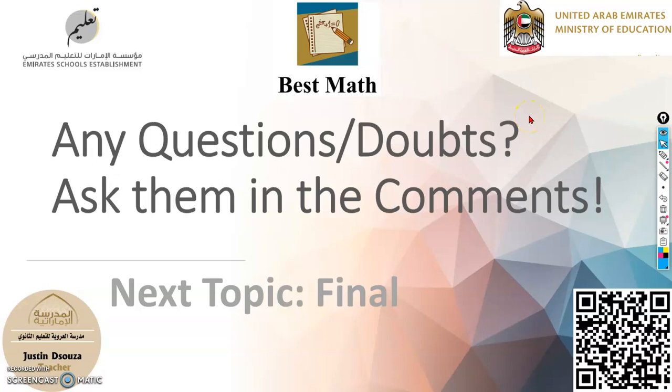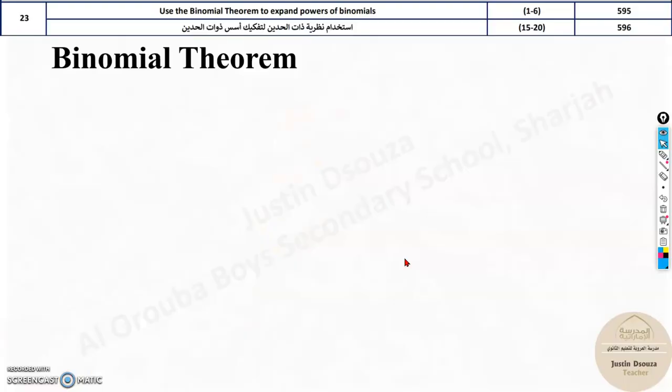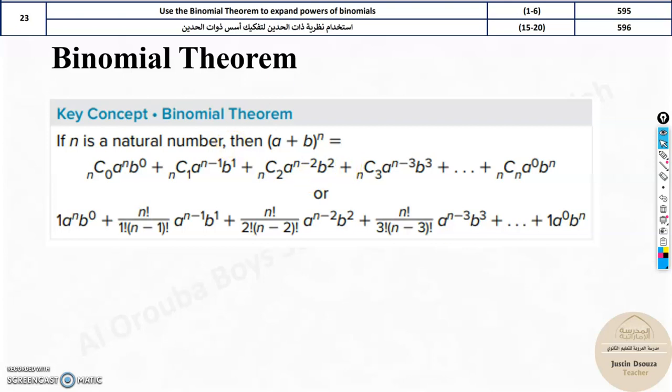Now we move to the final topic of part 3 and of the end of term 3 exam. That is the binomial theorem. We have already done this before, so I will put that link in the description. Please go through that and be thorough with it, because that's the same thing we are going to do now. Now we have seen this formula already.